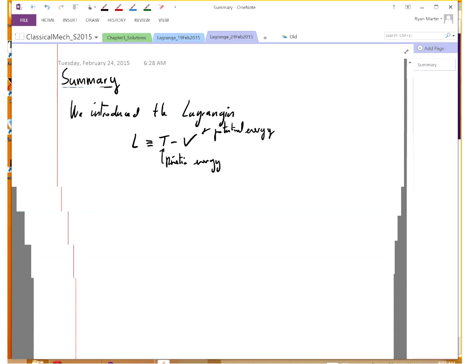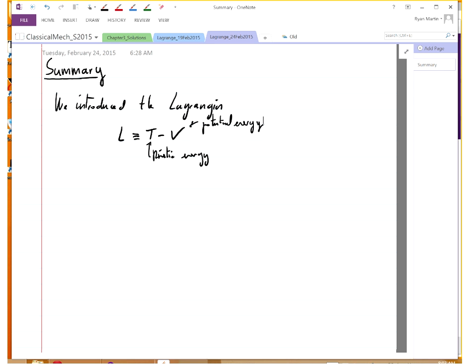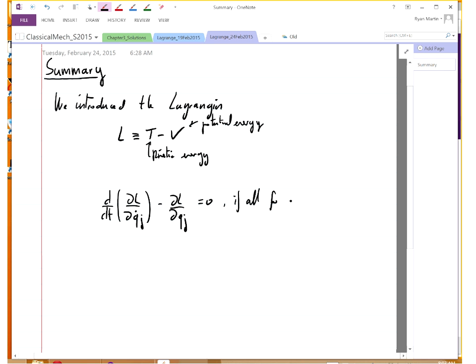And then we found that D'Alembert's principle could be rewritten in terms of this Lagrangian and give an equation of motion of the form d/dt of ∂L/∂q̇_j minus ∂L/∂q_j equals 0. And it's equal to 0 if all forces are what we call monogenic.